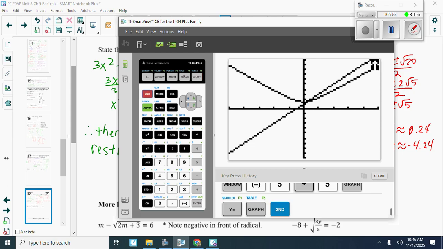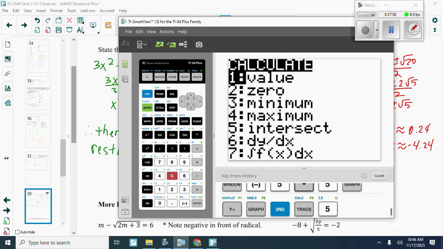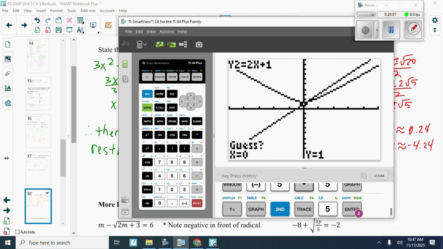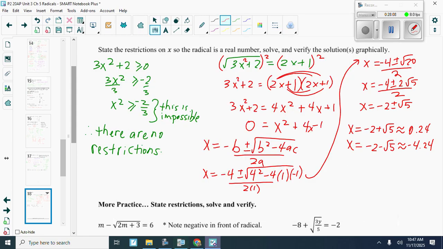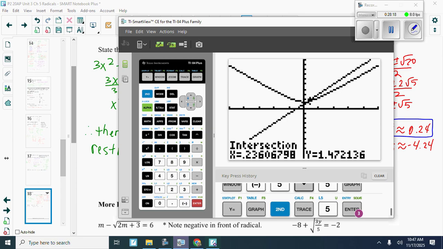Second trace, intersection, first curve, second curve, and my guess, I get 0.24. This one is my solution. Did they intersect at -4.24? No, so that's my extraneous solution. Algebraically, an extraneous solution was introduced, and this is what it looks like graphically. It doesn't show up, because if it did, it would be a real solution.